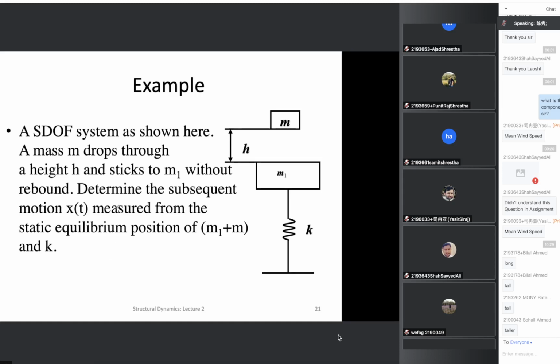Let's do this together. Of course, we're going to calculate the free vibration of this system, right? Because something drops, and that causes this structure to start to move. So we need two things for free vibration: initial displacement and initial velocity. And time instant 0 is at the impact time. So what is the initial velocity? How do we calculate it?